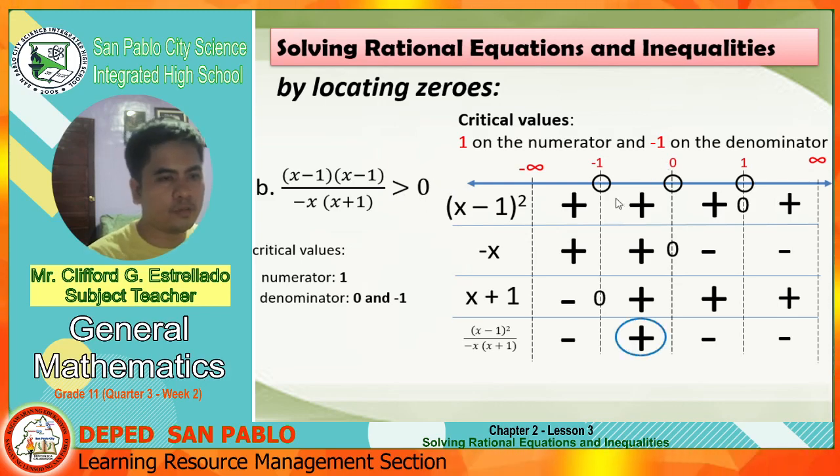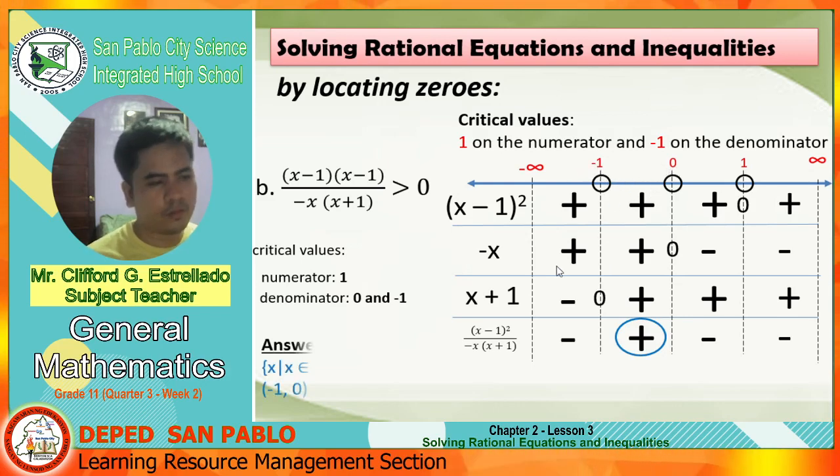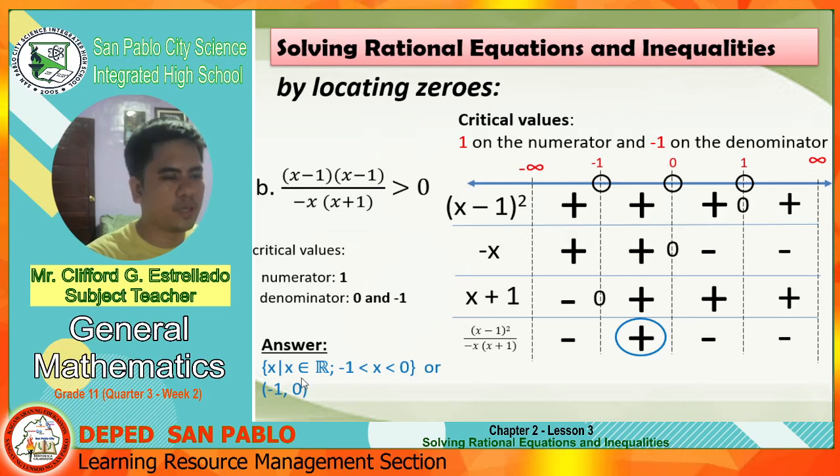So we have this solution set from negative 1 to 0, but negative 1 and 0 are not included. Our answer using set builder notation is x such that x is an element of all real numbers, wherein x is greater than negative 1 but less than 0. Or, in interval notation, open parenthesis, negative 1, meaning negative 1 is not included, comma, 0, close parenthesis. 0 is also not included.